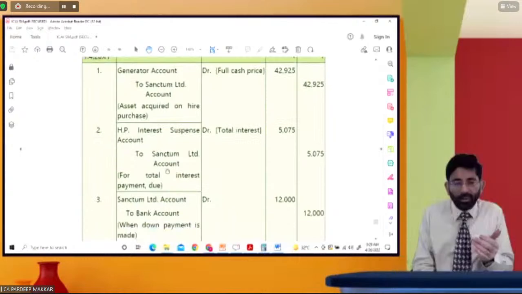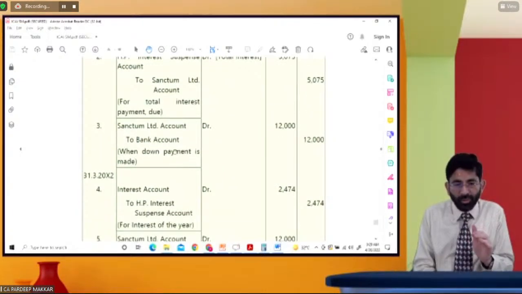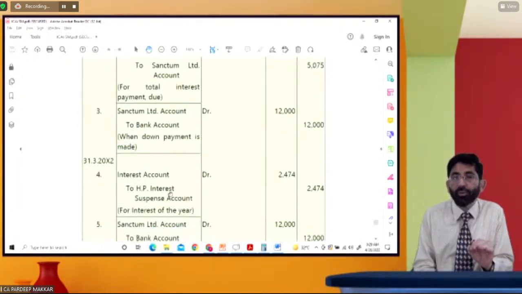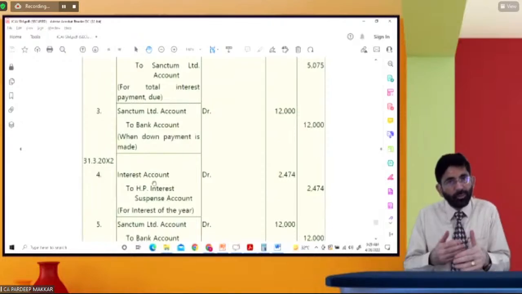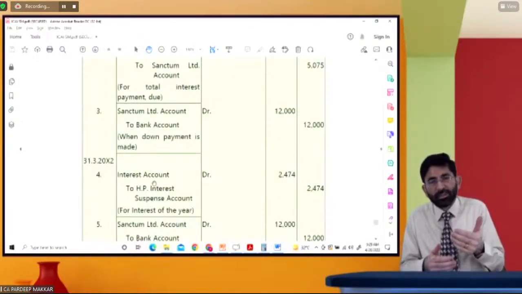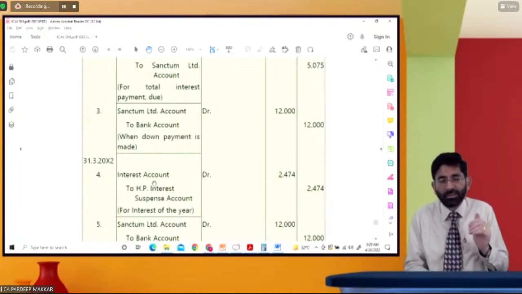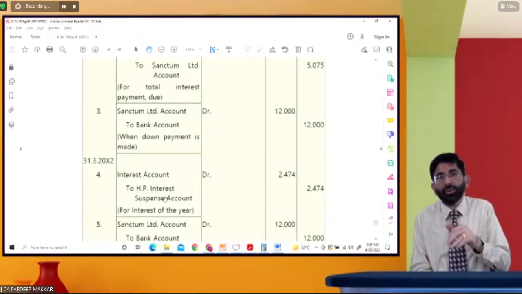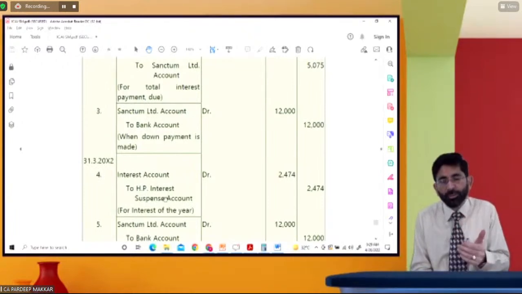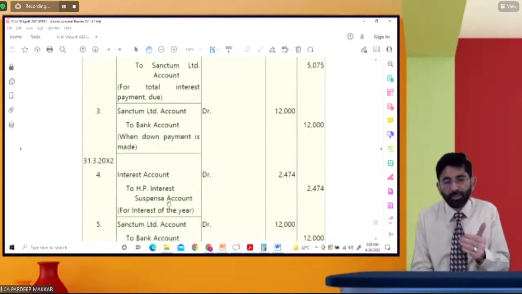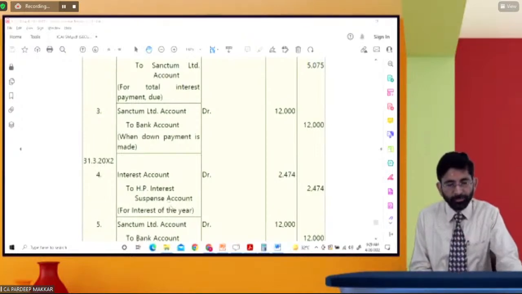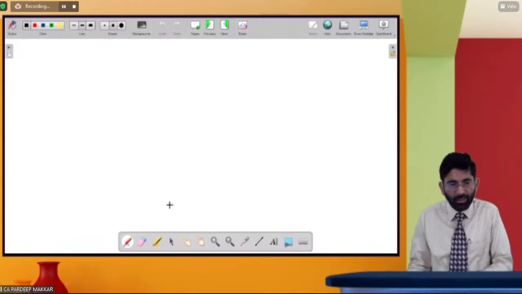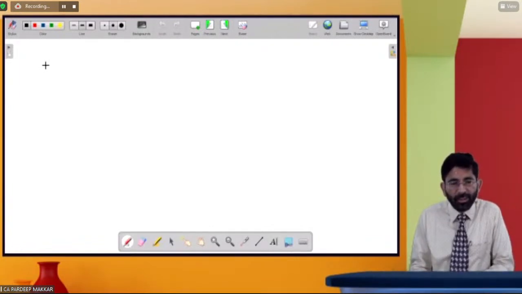And then when interest becomes due, the next entry is the same: down payment will be made, vendor account debit to bank, there is no problem. When interest has to be paid, earlier we were passing an entry, interest account debit to vendor. This time we will not pass an entry of interest to vendor. Instead, we will pass an entry, interest account debit to interest suspense account. At the end of every year, or at the time when interest becomes due, the entry will not be interest to vendor, it will be interest to HP interest suspense account. Earlier, whenever interest became due, the entry was interest account debit to vendor account.